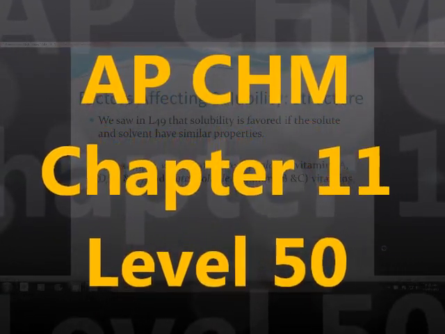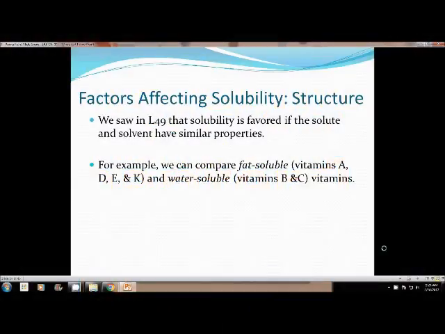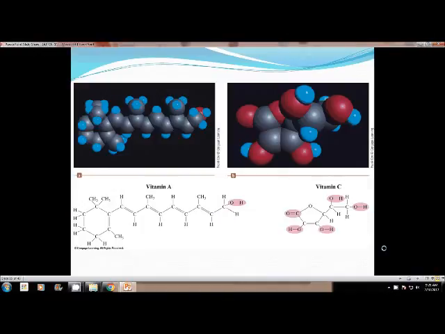In level 49, we saw that solubility is favored if the solute and solvent have similar properties. For example, we can compare a fat-soluble versus a water-soluble vitamin in the picture. In A, which is pictured on 518 in your textbook if you'd like to look at it more, we see a nonpolar fat-soluble molecule, which is vitamin A. We know that it's polar because of the hydroxide groups. The more hydroxides you have, the more polar it is.